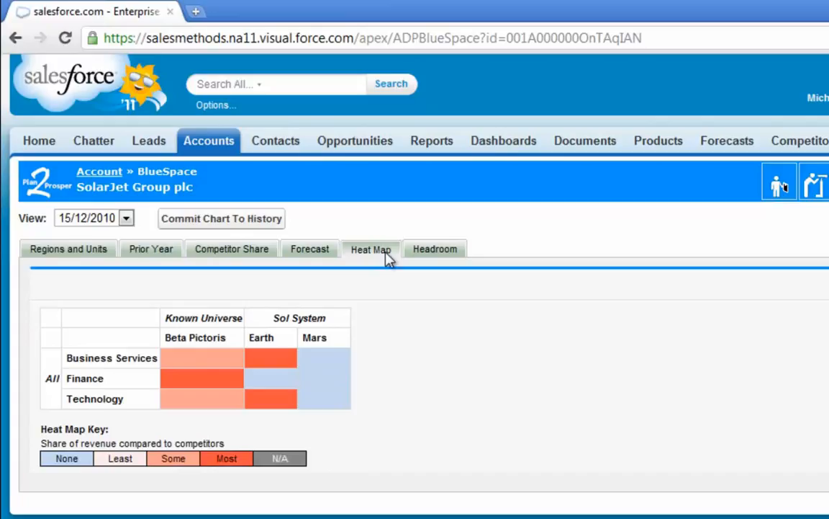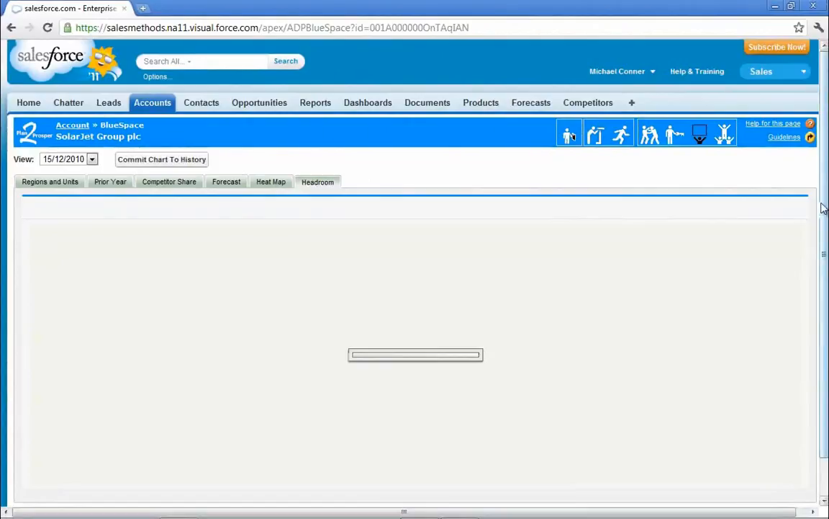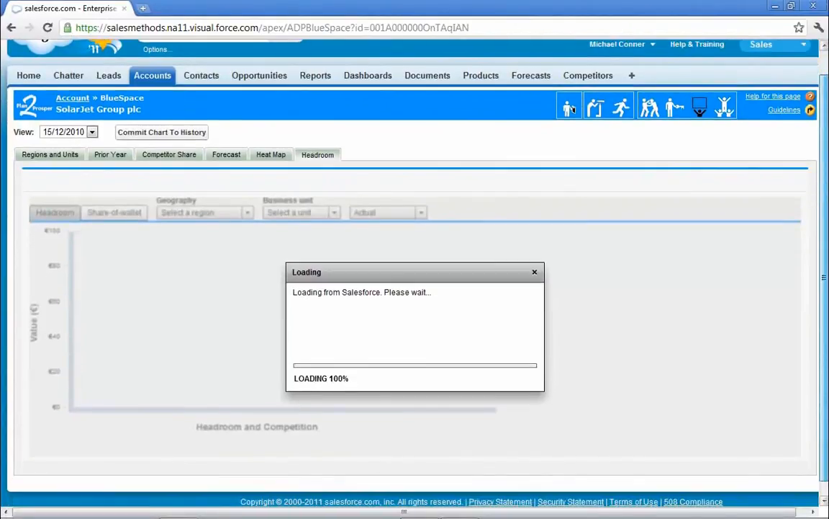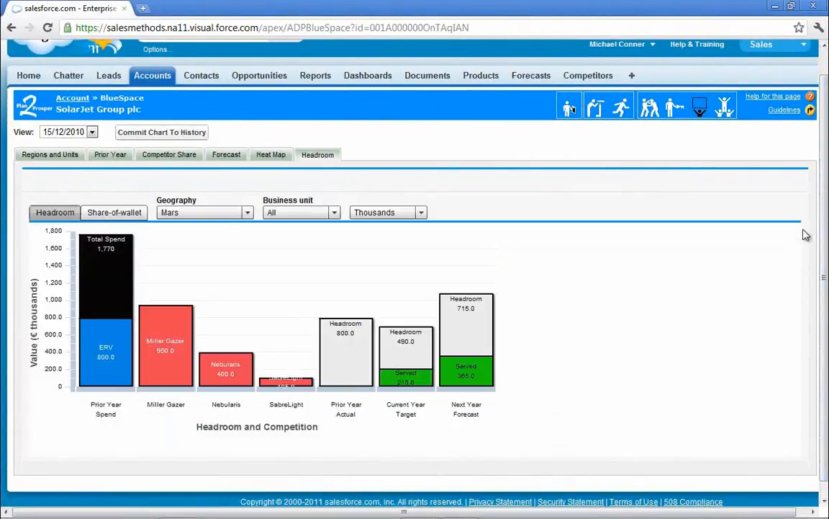The resulting heat map identifies patterns of current coverage, highlighting areas of future opportunity. The headroom analysis allows you to view the account's current spend, estimated realizable value, the competition's share, your share, and your forecast share for the next 2 years. A second view, share of wallet, allows a quick review of share by geography and product line.